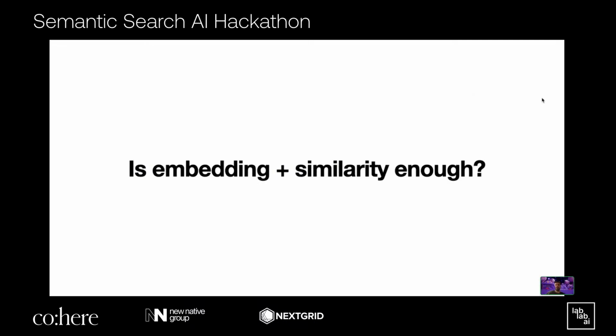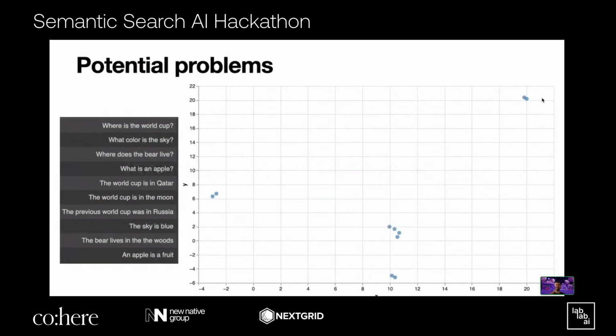But now there are some difficulties with embedding and similarity. It's better than lexical search, but just doing an embedding and finding the closest sentence may not be that great. I put this small data set and plotted the embedding in 2 dimensions, and notice that there are 4 points that are very similar.